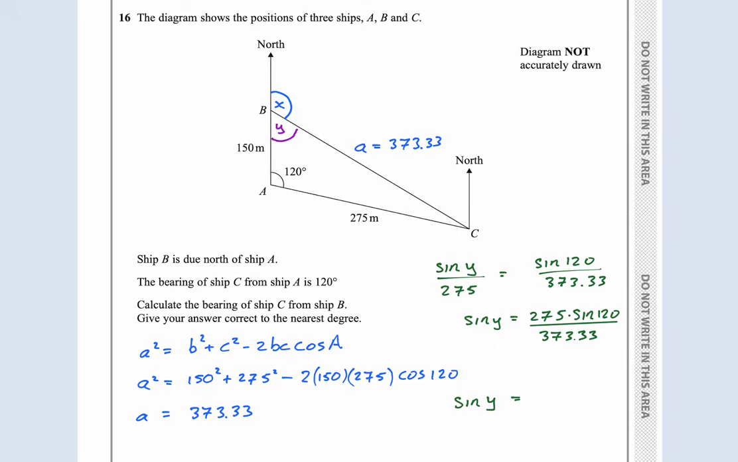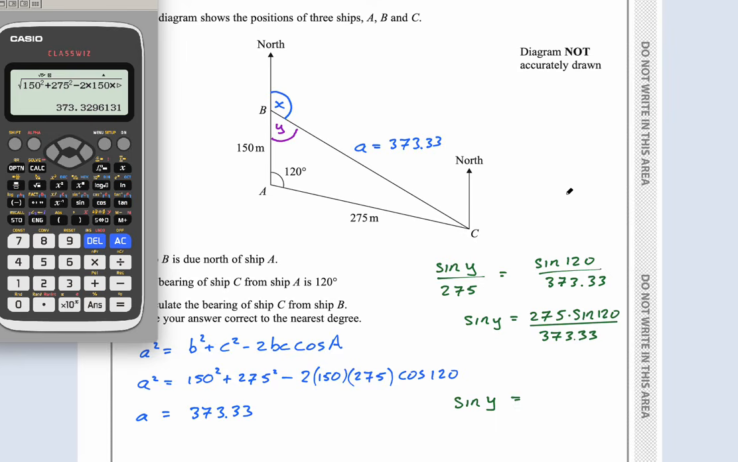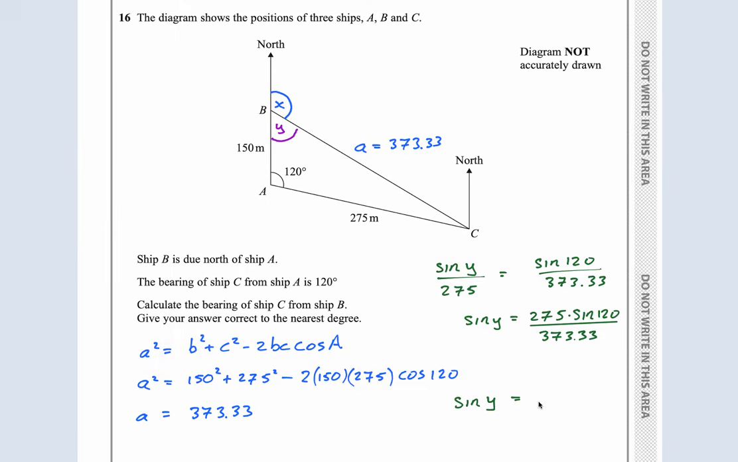So sine y is equal to, let's work this out. 275 times sine 120 over 373.33. This will give me the same answer, guys. I know it looks a bit different, but that's fine. 0.637926.